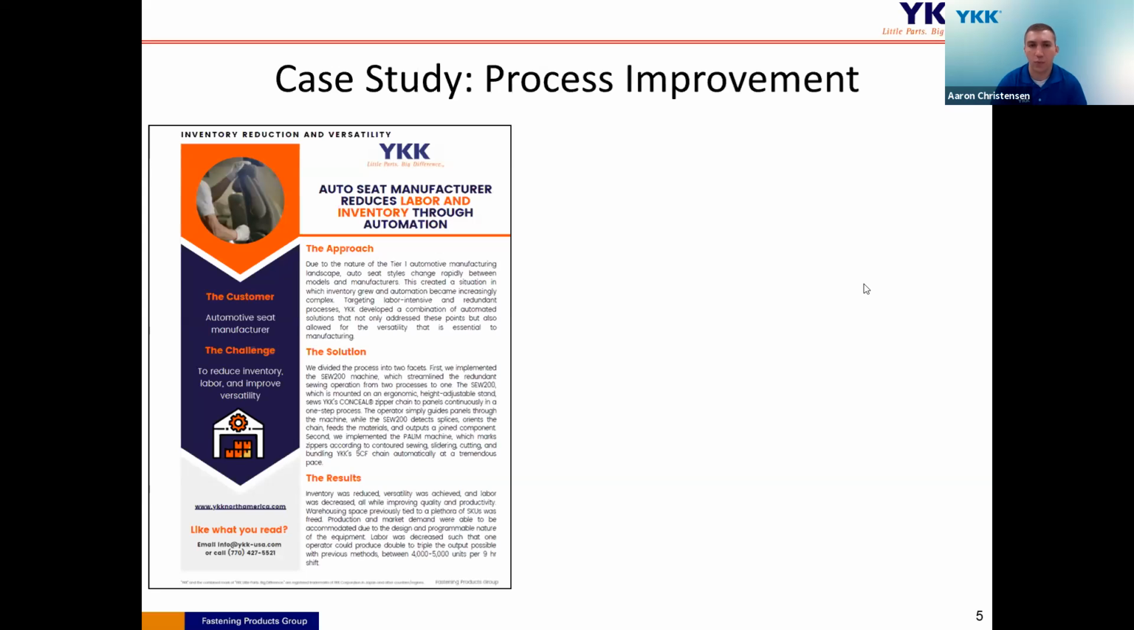So this is our first example. We have 2 examples in the process improvement category. In this case, we are looking at an automotive seat manufacturer. There's actually not just one customer. This is a solution that we've rolled out to many of them.